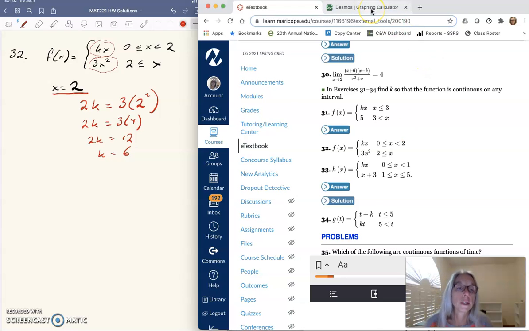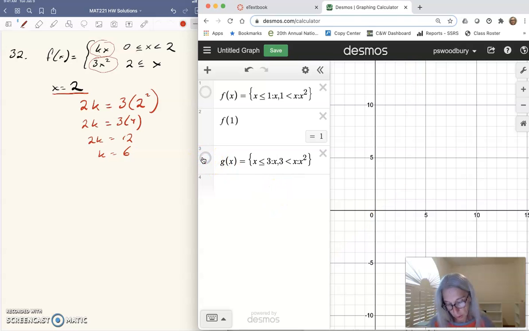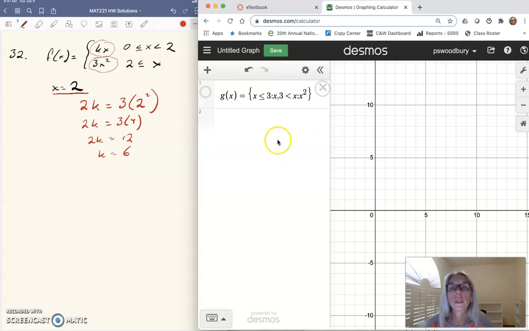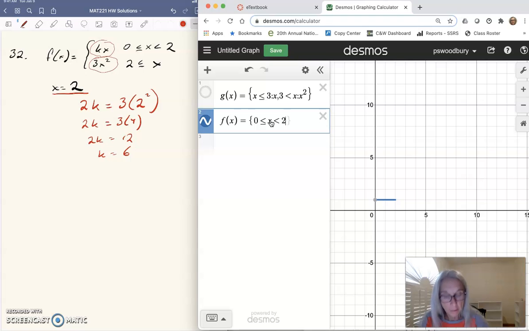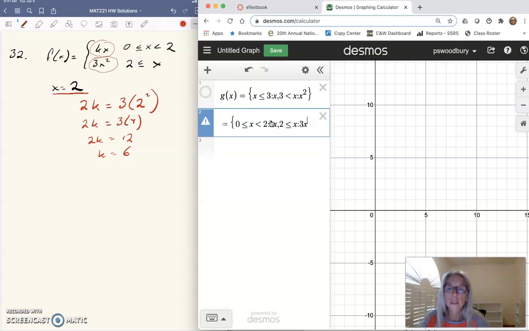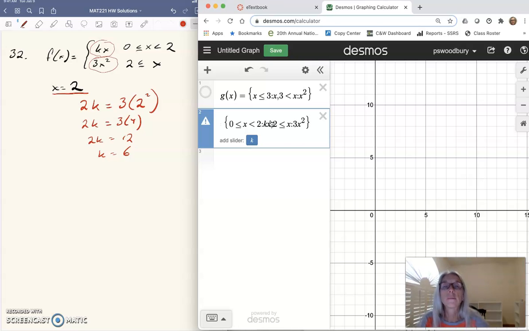I want to show you how we could have done that on Desmos. So I'm going to turn this one off, and I'm just going to go ahead and delete this one here. And I'm going to type in this f of x. This time is equal to, again, the piecewise function. I give the condition first, 0 less than or equal to x, which is less than 2. And when I have that condition, my rule is kx. Then I'm going to have in my next condition 2 less than or equal to, I'm sorry, less than or equal to x, and I'm going to follow the rule 3x squared when I have that condition. So that's the end of my function.